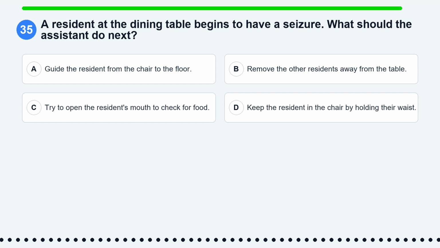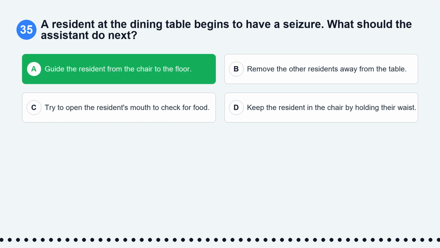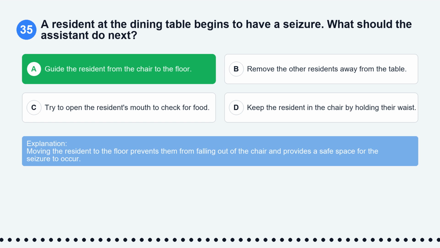Question 35. A resident at the dining table begins to have a seizure. What should the assistant do next? Option A. Guide the resident from the chair to the floor. Option B. Remove the other residents away from the table. Option C. Try to open the resident's mouth to check for food. Option D. Keep the resident in the chair by holding their waist. The correct answer is option A. Guide the resident from the chair to the floor. Moving the resident to the floor prevents them from falling out of the chair and provides a safe space for the seizure to occur.